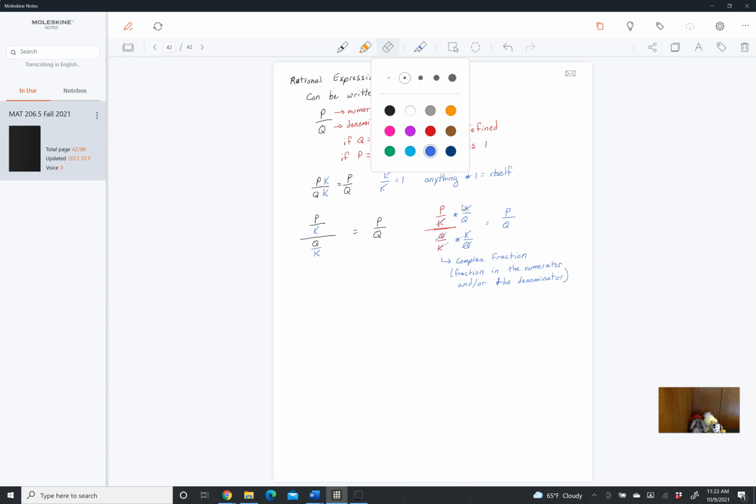Okay, let's apply some of this. Let's use numbers. Let's say that we had 3 over 2 times 4 over 2. So when we multiply fractions, we're multiplying straight across. We get 3 times 4 over 2 times 2, which gives us 12 over 4, or 3. Okay, now you always want to reduce your fractions.